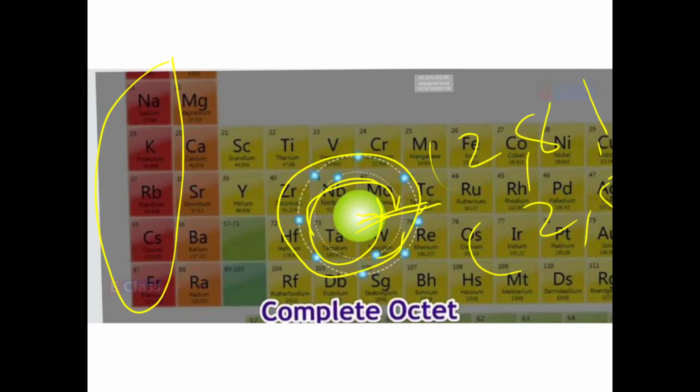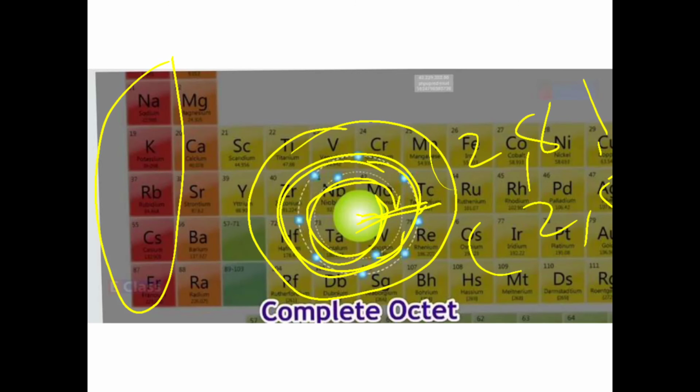What is closer will have more attraction, and the farther it is, the attraction force will go on decreasing. Suppose one more shell gets added, and here we will have the electron, then of course it will get attracted but with a lesser force. So slowly that pull is decreasing. As a result of this, the tendency of the atom to lose an electron increases.